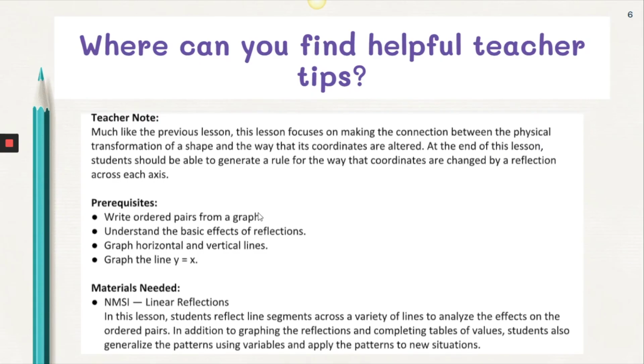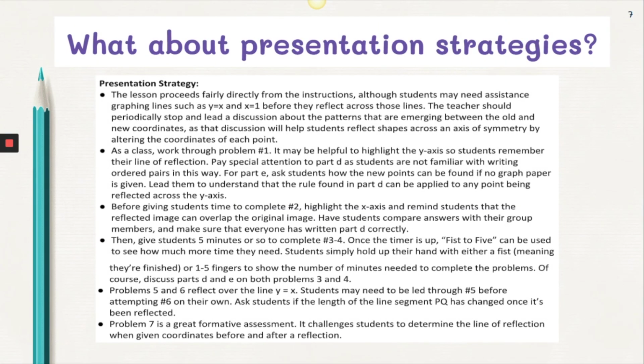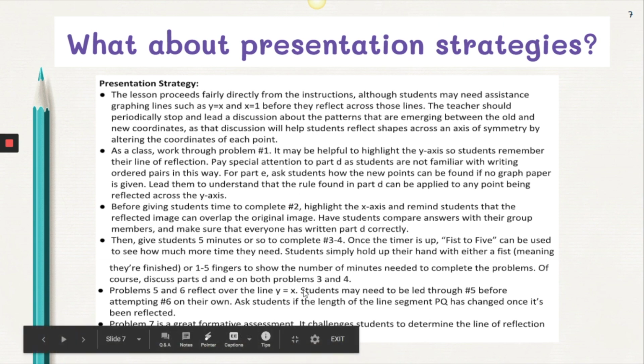So for our helpful teacher tips, this is going to be similar to a previous lesson, making that connection between the physical transformation of a shape and the way its coordinates are altered. So at the end of this lesson, students should be able to generate a rule for the way that coordinates are changed by a reflection across each axis. Your presentation strategies take you through and tell you which numbers to complete and what you and your students can do for each problem.